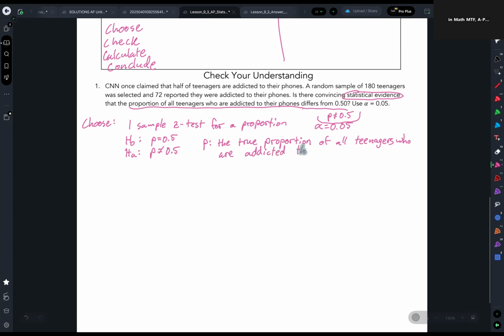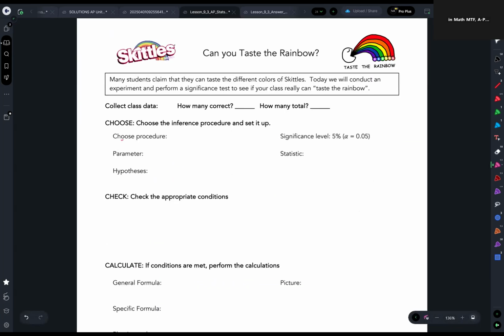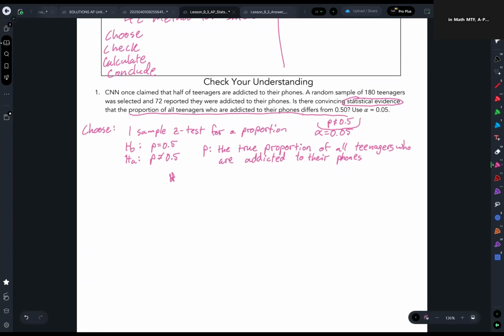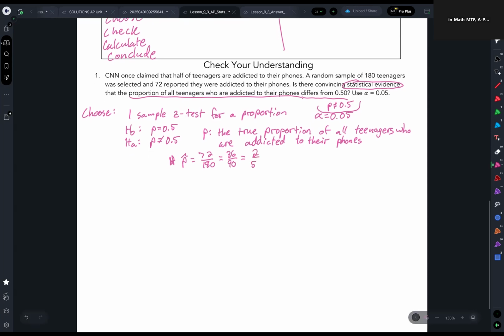If I were you at this point, I would go back up and check the 4C method seen earlier, make sure I didn't miss anything. I think that's it though. I've got a procedure, I've got a parameter, I've got my hypotheses, I've got my statistic. Ooh, I don't have my statistic, so yes, I need that. In this case, which I usually don't bring up till later, p hat equals 72 out of 180, 36 out of 90. Sorry, I'm just doing this quickly without a calculator. Divide those both by 18. I think that gives me 2/5. Yeah, that sounds right. I'll figure out later.